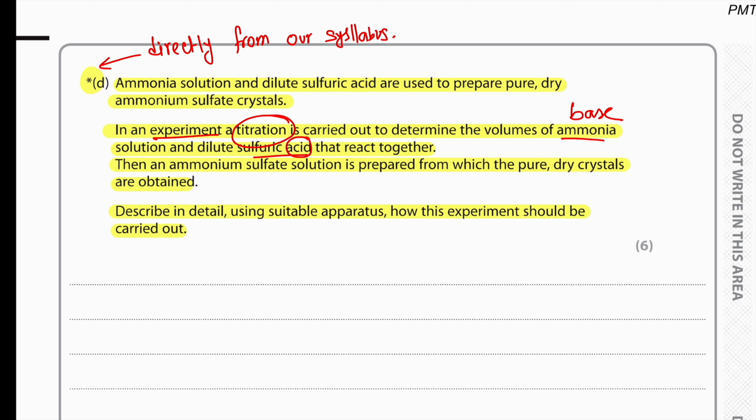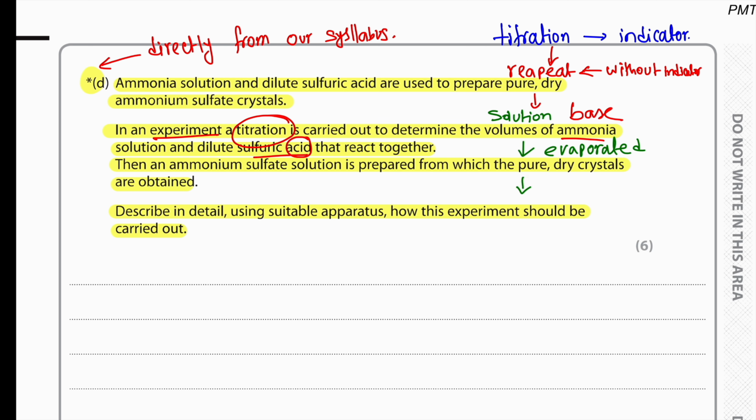So this particular experiment should involve the steps of titration. Now titration includes an indicator, which creates an impure salt. So followed by titration, a repeat of the same volume, but this time no indicator should be used. And after that, the solution that is received should be evaporated, followed by obtaining dry crystals. The answer can be written as follows.